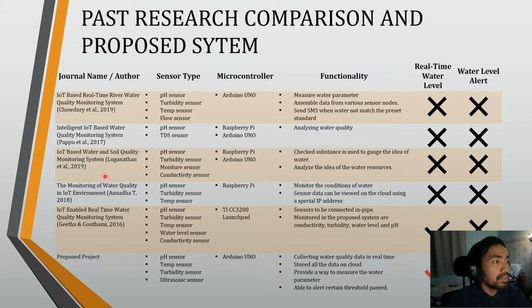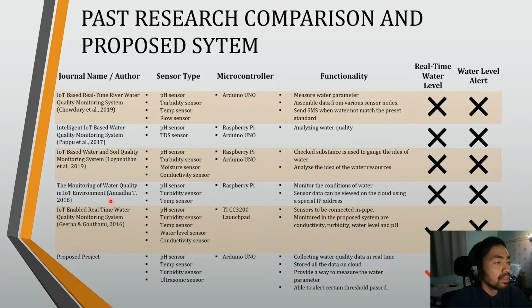The third journal is IoT-based water and soil quality monitoring system. They use 4 types of sensor: pH sensor, turbidity sensor, moisture sensor, conductivity sensor. They also use 2 microcontrollers, which are Raspberry Pi and Arduino Uno. The functionality is to check substances used to gauge the quality of water, and analyze the quality of the water resource.